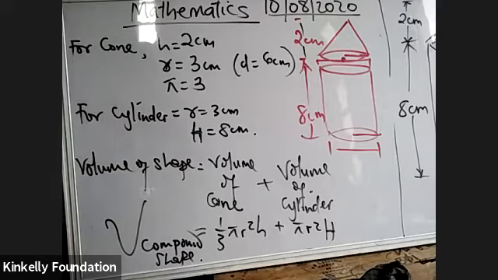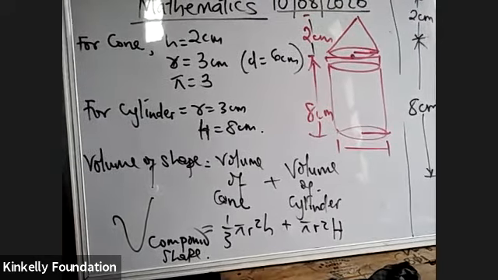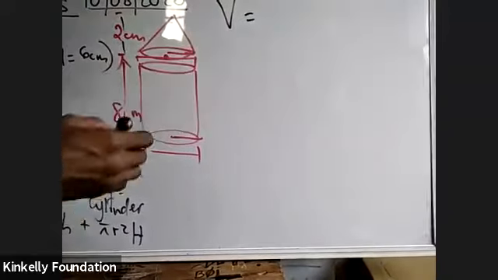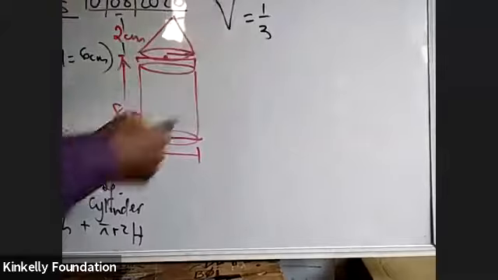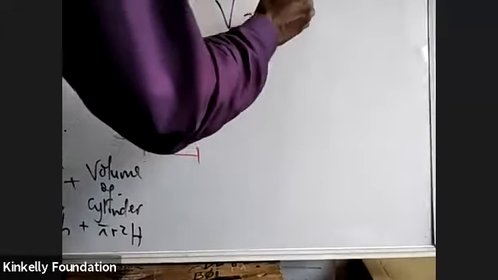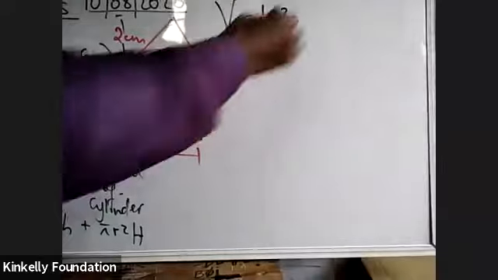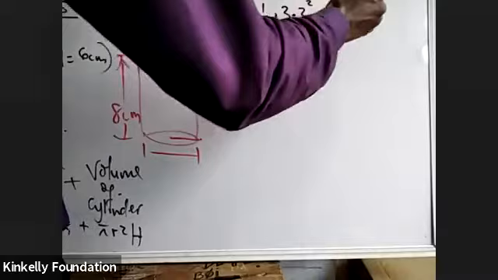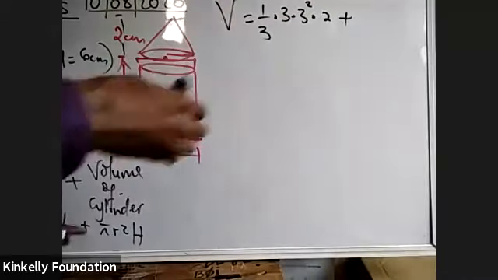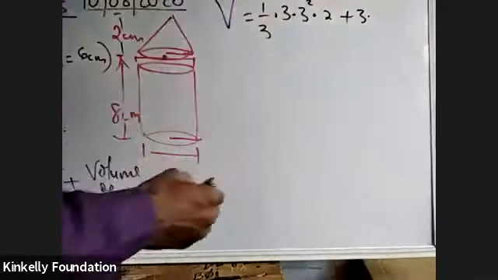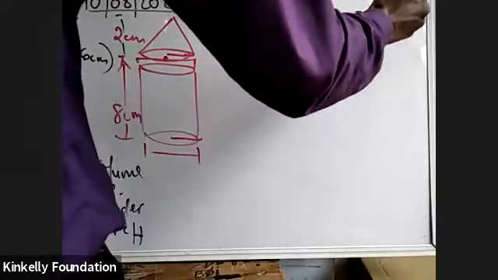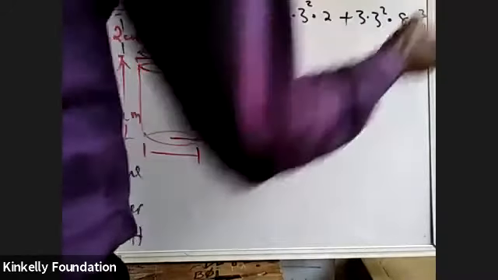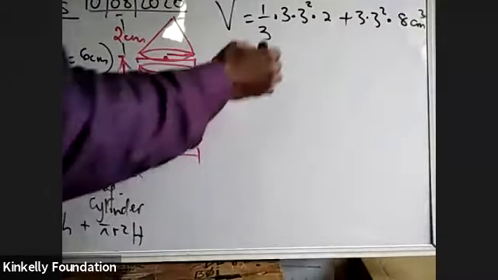Now let us calculate. The volume of the compound shape will now be 1/3 times pi, given as 3, times r squared, where r is 3, squared, times height which is 2, plus 3 times 3 squared times 8.